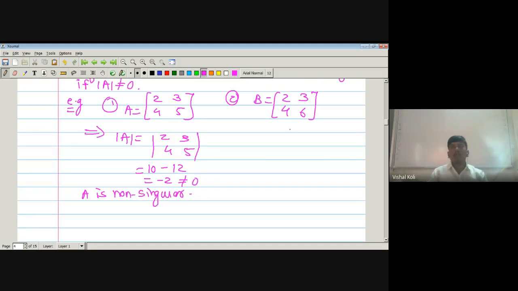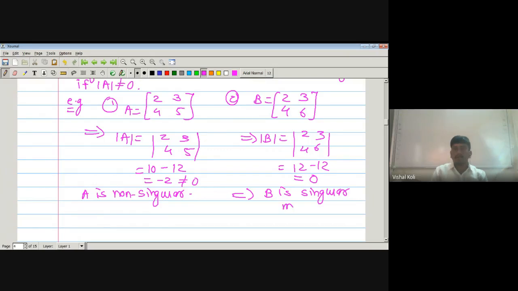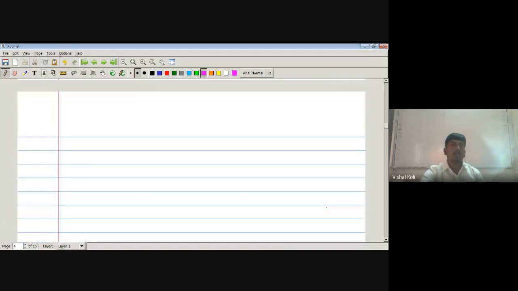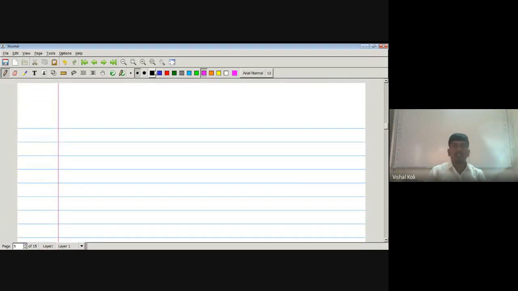But the determinant of B is 2, 3, 4, 6, which is equal to 2 into 6, 12, minus 4 into 3, 12, which is 12 minus 12, 0, which implies B is a singular matrix. So in this way we will check whether the matrix is a singular matrix or non-singular matrix. Now the next concept is the adjoint of a matrix.